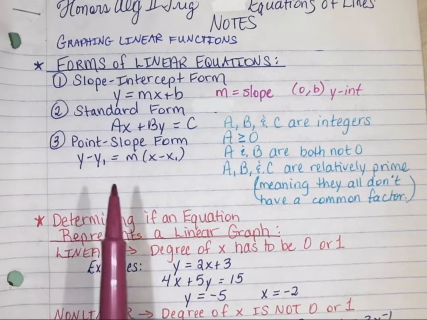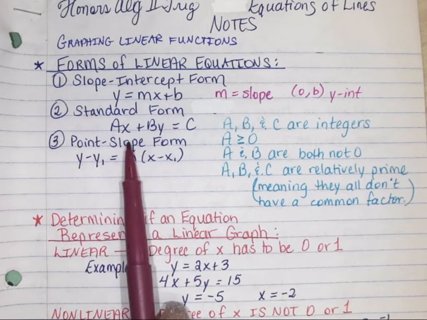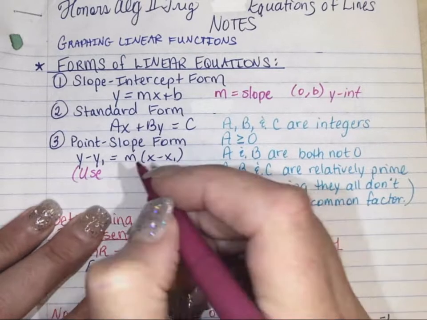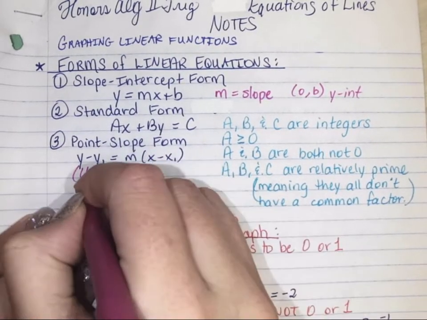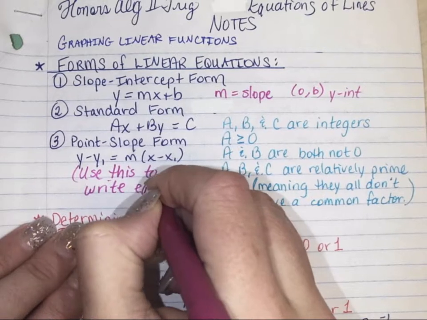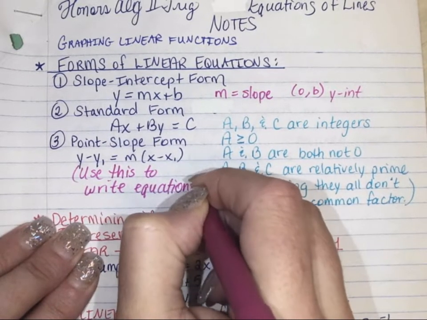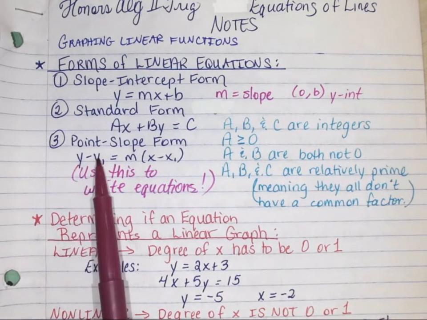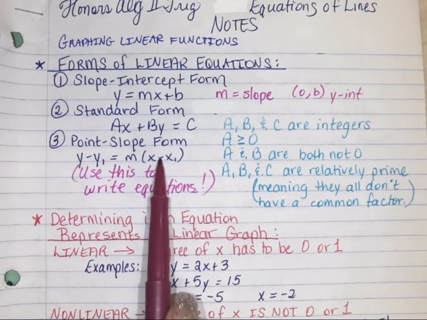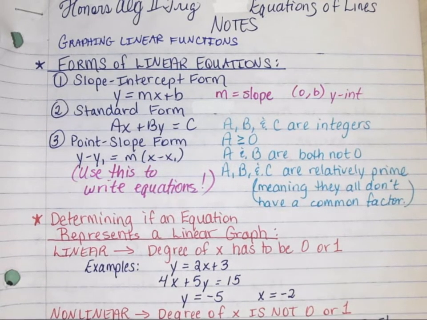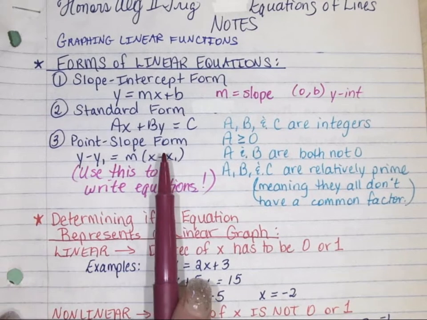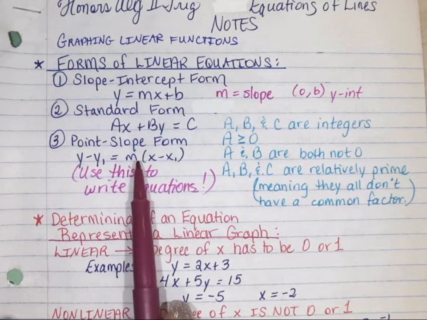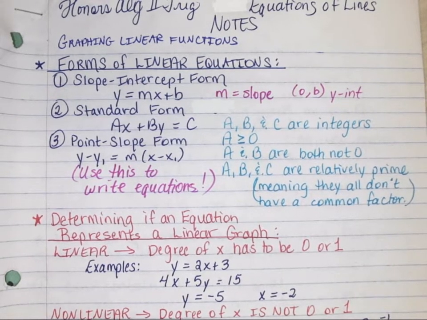The third type is called point-slope form. You always use this form to write equations of other lines. So point-slope form involves a y1: y minus y1 equals m times x minus x1. Later on you're going to see we're going to plug in an ordered pair for the x1 and y1, leave this x and y, plug in a slope for m, and write our other equations.